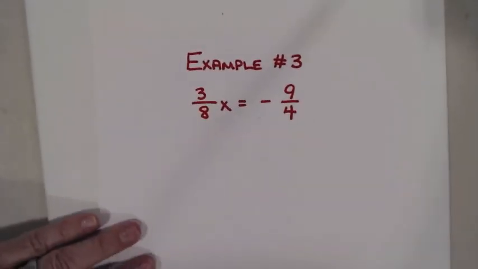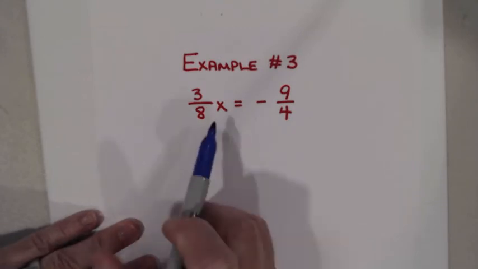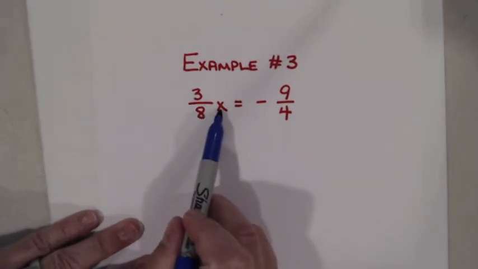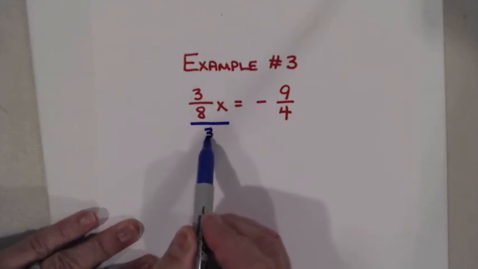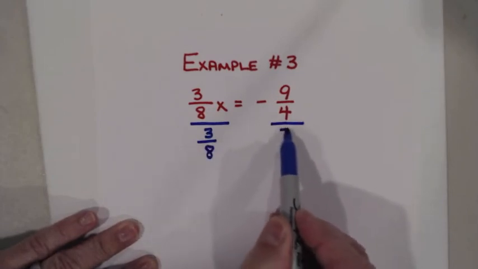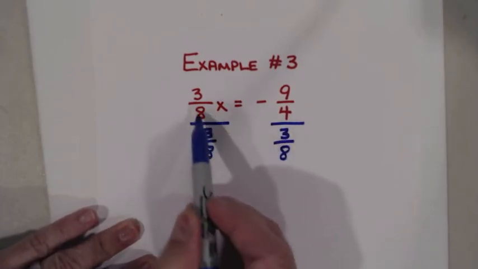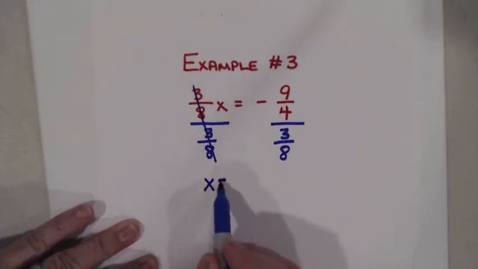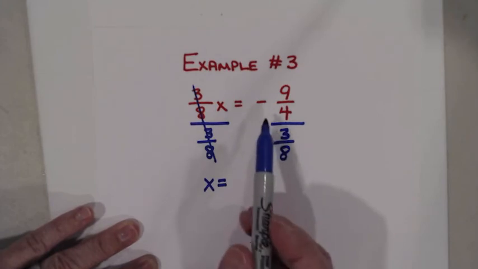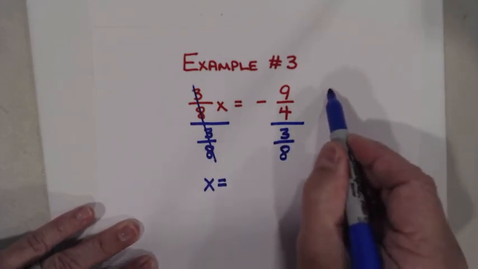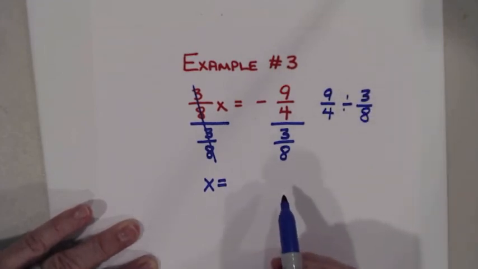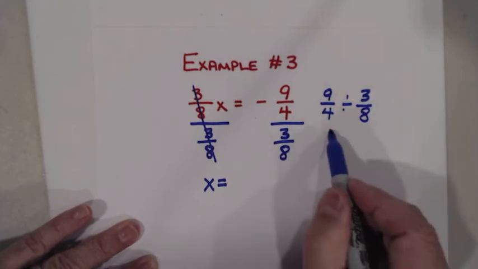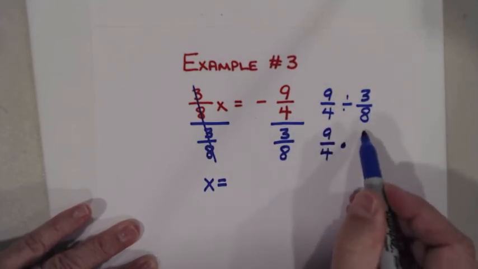Look at example number 3. This one's got a negative sign in it. Again, I'm multiplying this variable by 3/8. The opposite of multiplying by 3/8 is dividing by 3/8. I'm going to divide both sides by 3/8. These fractions are going to cancel out, and I'm going to be left with x is equal to. Right now, I'm not going to worry about this negative sign. I'm simply going to take 9/4 and divide it by 3/8. Keep, change, flip.